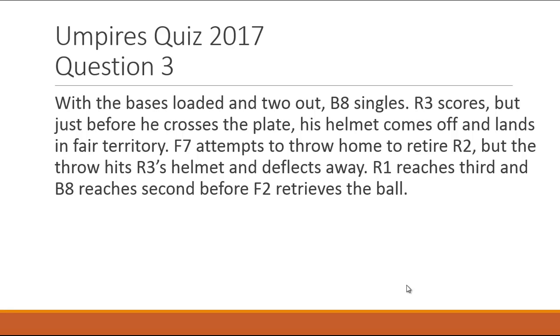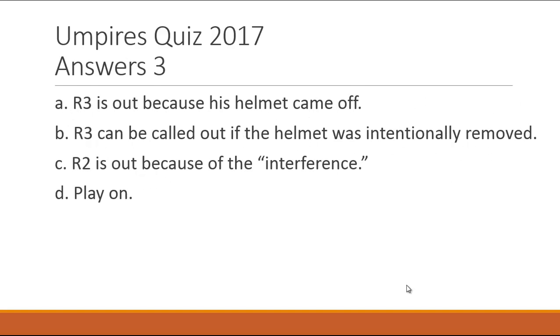Basically what they're saying is the runner scores, but his helmet comes off and lands in fair territory. The throw from the outfield hits the helmet, bounces away. The runners continue to advance. Meanwhile, the pitcher goes and gets the ball. So what do we got? We got the runner from third is out because his helmet came off. Or R3 can be called out if the helmet was intentionally removed. R2 is out because of the interference. Note the quotes here. Or do we just say play on?